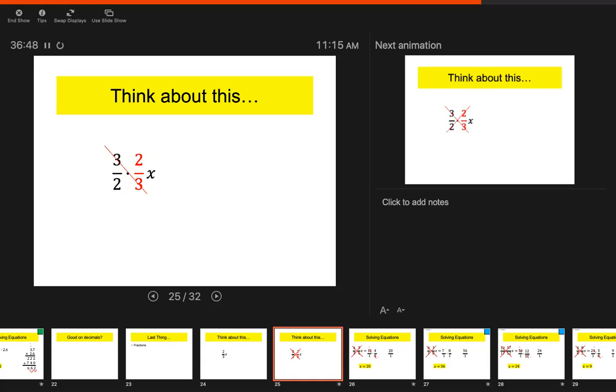So, yes, what's attached to the variable? 2/3. What's attached by multiplication? How do you get rid of multiplication? Division with fractions is a copy, dot, flip. What are you copying? What's originally there. What are you flipping? What's originally there. Do you see what I did? That construction is what makes the fraction go away.